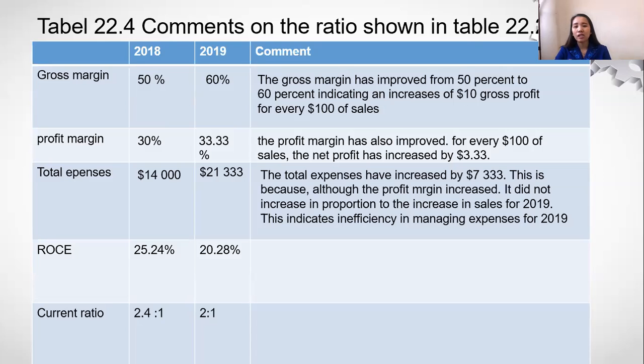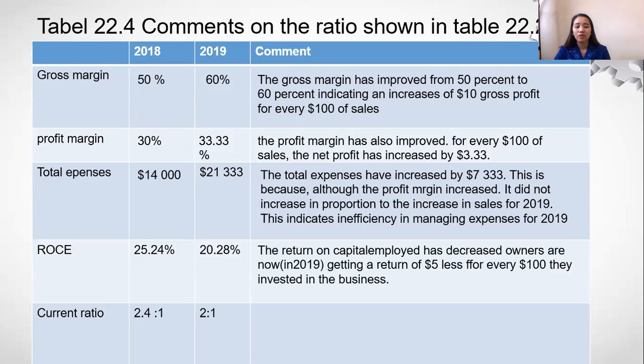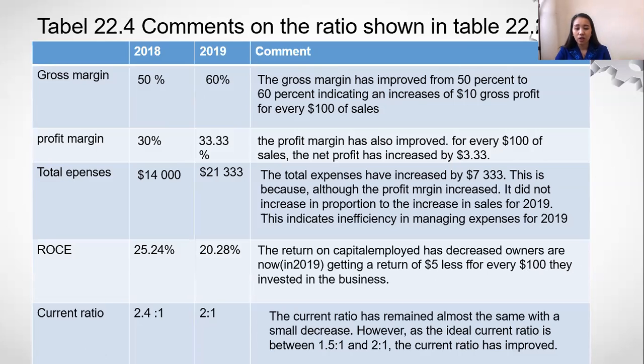Okay, the next one is ROC, or return on capital employed. In here, if you see at a glance of data, it's decreased. So what does that mean by decrease? The return on capital has decreased. For 2019 they are getting a return of $5 less for every $100 invested in the business. So that's the comment that we can make.